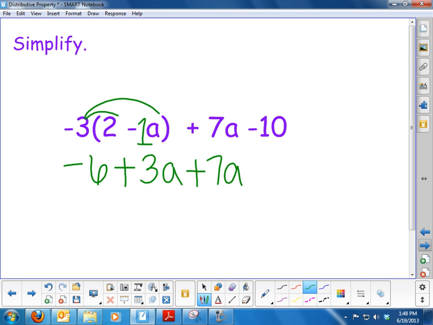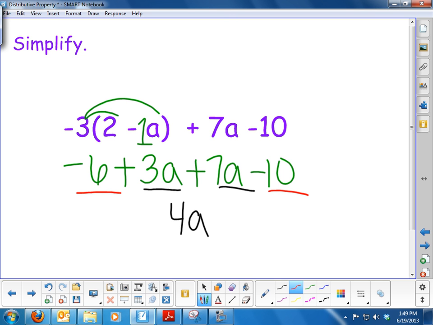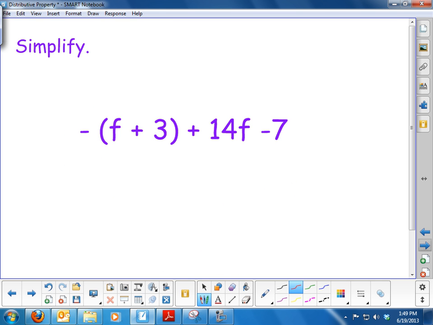Now, no more distributing because I'm done with my parentheses. Now I want to ask myself, what are the like terms that can be combined? 3a plus 7a is 10a. Negative 6 and my negative 10 are like terms. What do I get when I combine those things? Minus 16. Or keep in mind, that's going to be the same thing as writing it this way. Either one.